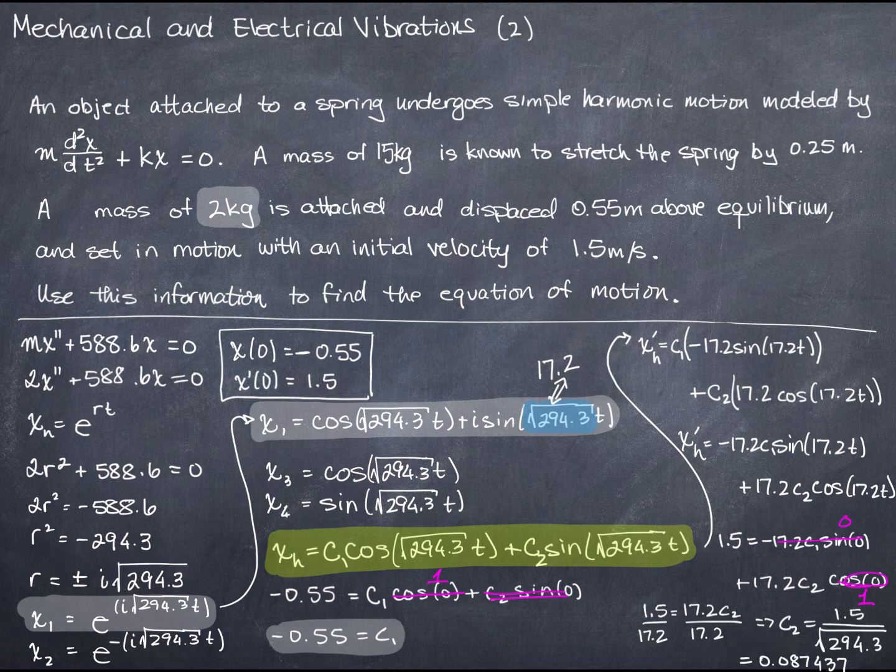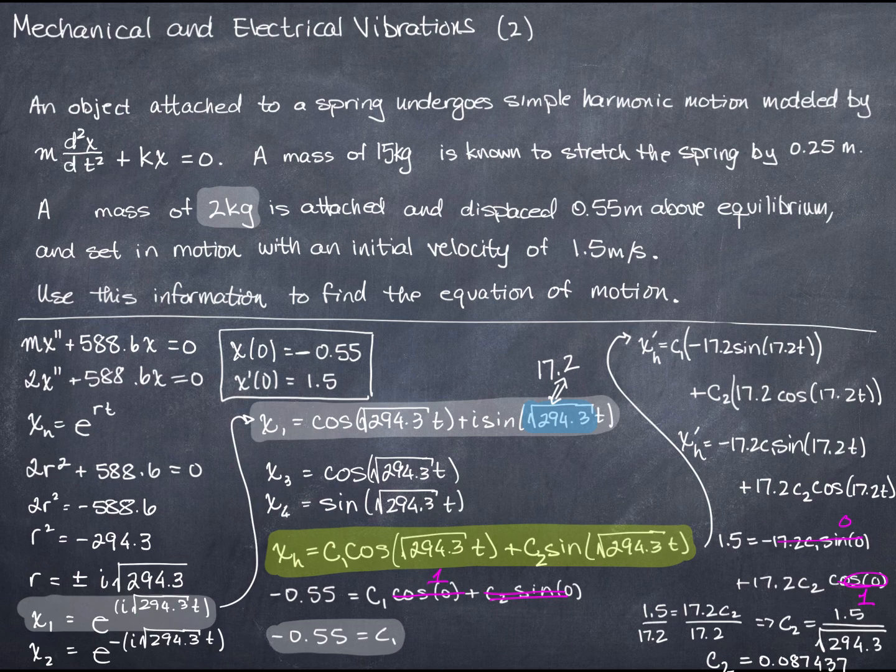All right, so here's my equation. I had my x prime, and I plugged in 1.5 for that. I plugged in 0 for t, so I got a 0 here and a 1 here, so I have 17.2 C2. That gives me 1.5 equals 17.2 C2. That's this equation right here. Divide both sides by 17.2, but actually I divided by the square root of 294.3. I did this arithmetic for accuracy's sake, and I got this answer here. So this is my C2 value. C2 is approximately this, but to several places. I think we'll be okay with that. So I have that value now as well.